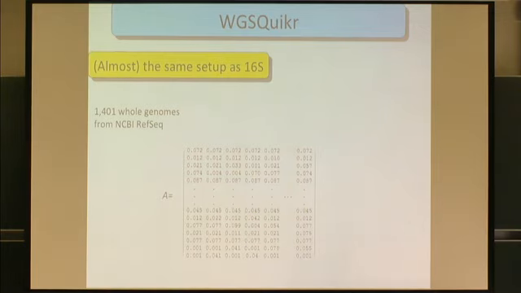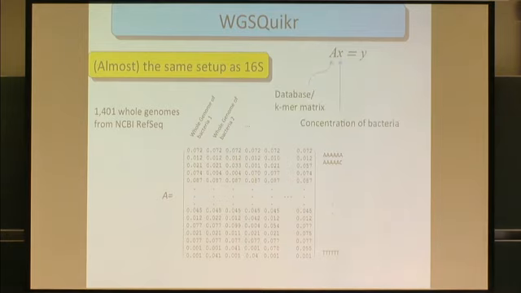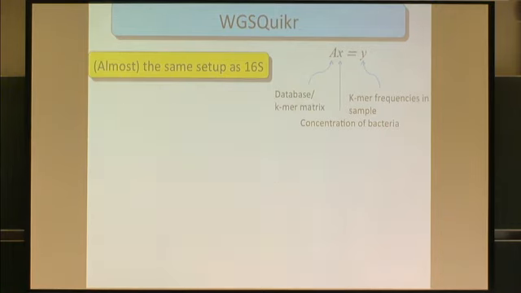So I picked about 1,400 of those and formed the columns of this matrix. Basically, you have an entire whole genome, you count the k-mer frequencies in it, and set that as one of your columns. And you do that for all 1,400 of these. You're still doing AX equals Y. Everything still stays the same.